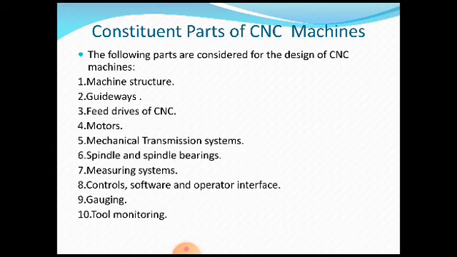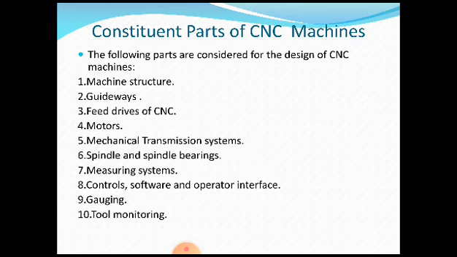The next one is called gauging. Gauging is a technology which is used for inspecting the produced components. Whatever components are being produced, are they according to the requirements? That is called a gauging system. The next one coming is tool monitoring.